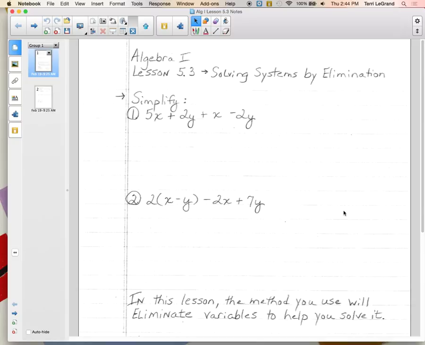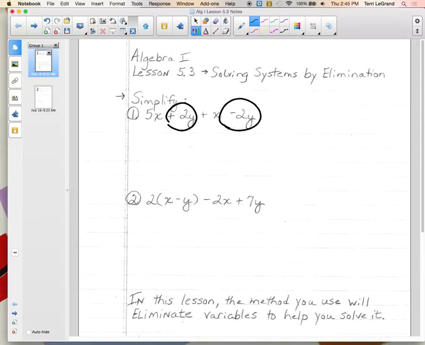Share with me what happened, Tyler? The y's canceled out. In other words, when you combine those terms, what relationship do they have to each other? They are, first of all, what? Both y's. When they're both y's, what do we call them? Like terms. Okay, so they're like terms, so we can bring them together. They can be added together.